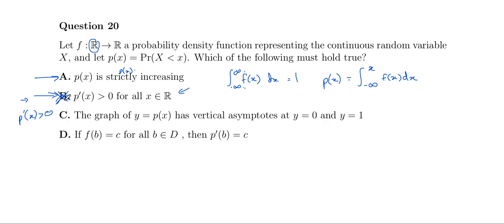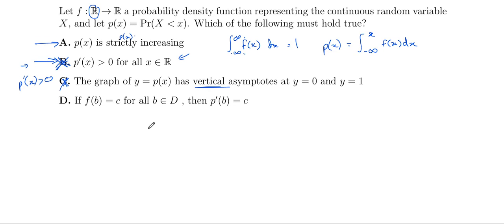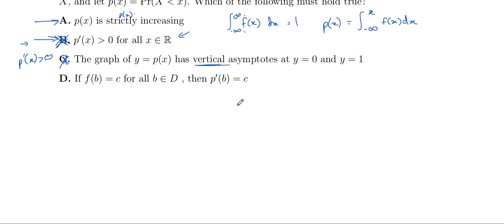So B is out. C is also out because y equals 0 and y equals 1 are not vertical asymptotes. They are horizontal asymptotes. So not C. So that leaves us with A and D. Now, D is wrong because imagine this. So imagine f of x looked something like this. It was two functions here which approach 0 at the ends, and then in the middle it was a flat line.